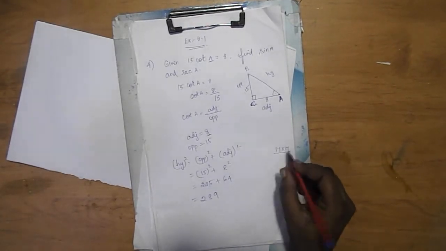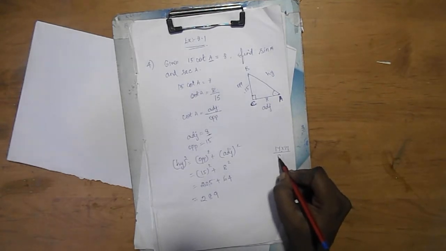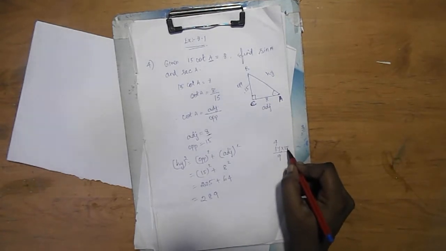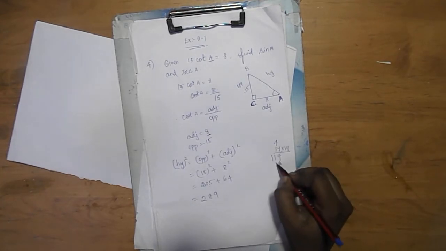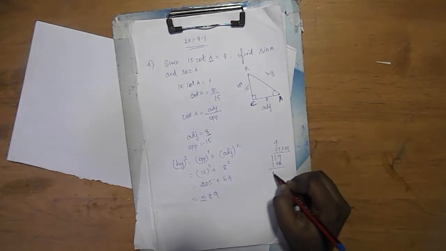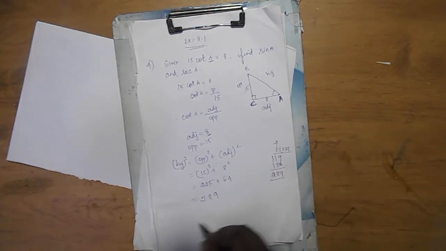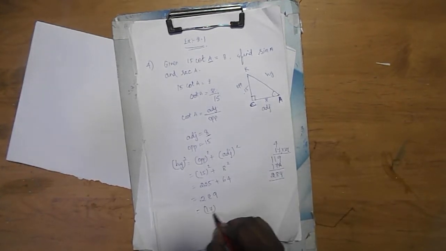17 is 289. 7 sevens are 49. 1 four. 1 sevens are 7. 7 plus 4 we get 11. 1 sevens are 7. 1 ones are 1. So we get 289. Therefore it can be written as 17 square.